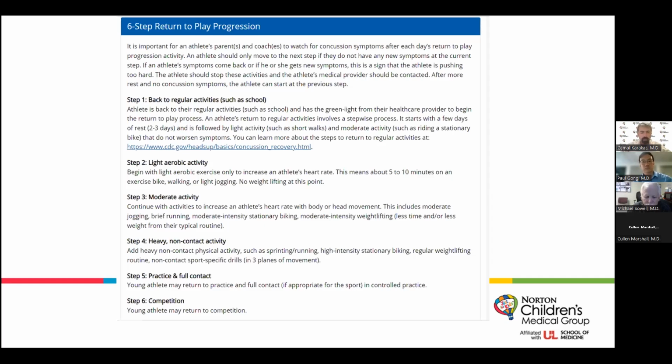Perfect. Thanks so much. There's another question. Can you comment on who is allowed to evaluate a patient for return to play after concussion, like MD versus NP, and how do we accelerate getting patients into clinic?